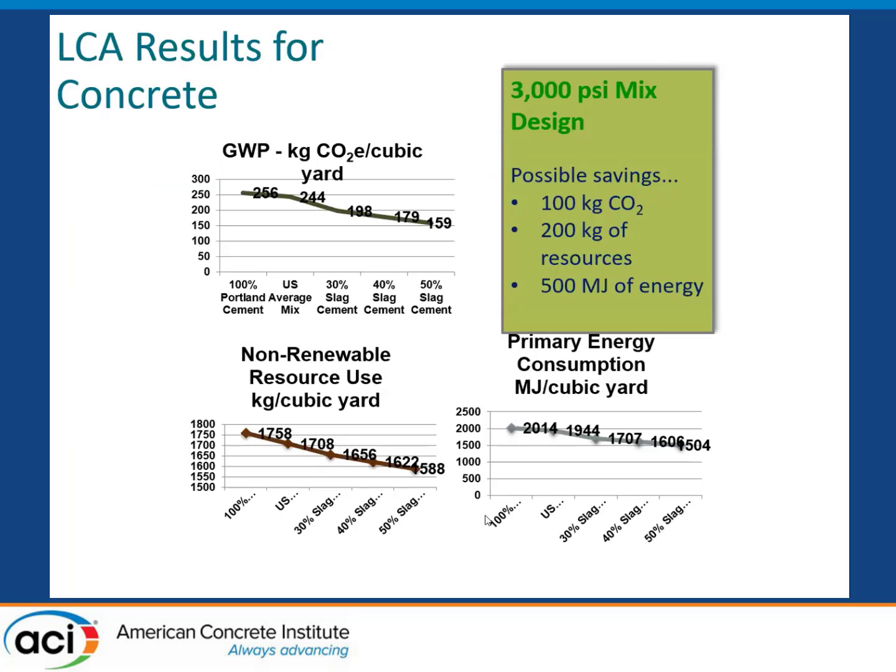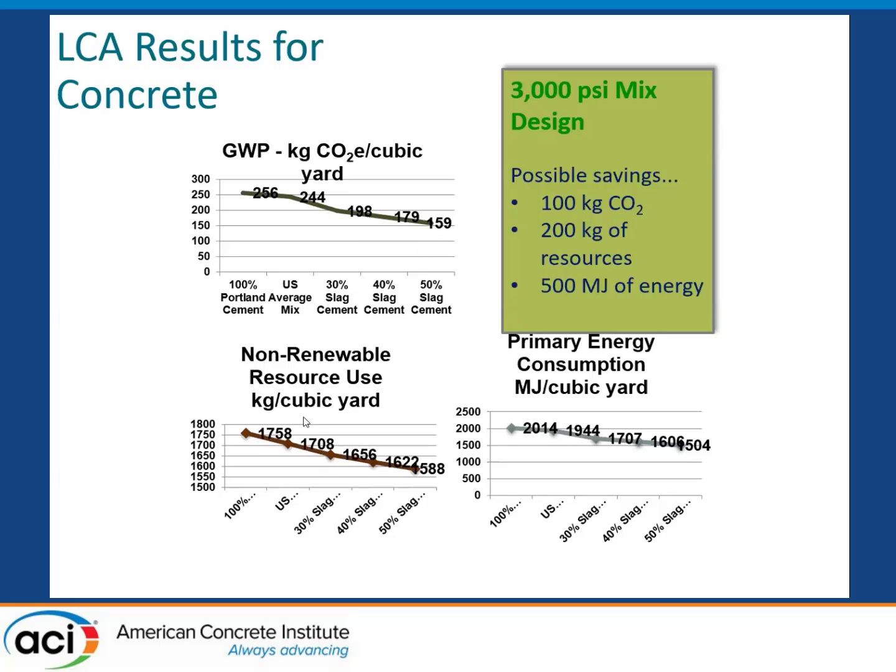LCA results we also will see when we look at different concrete mixes. We did a 100% Portland mix, and we're going to see that we're about 256. When we went to the US average, it was about 244. Now this was done on the original NRMCA EPD, so they are now actually into their third iteration of the industry EPD. But as we can see, as we use slag and increase the amount of slag, we will actually see lower numbers.